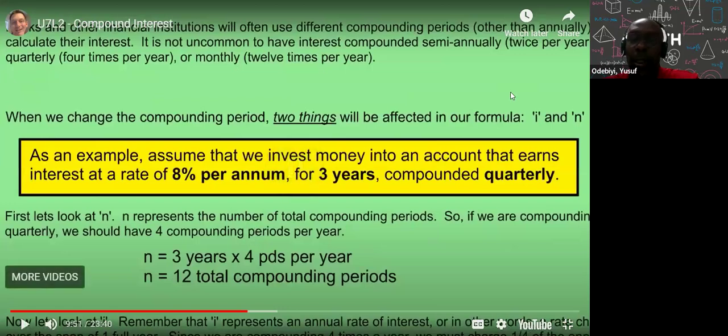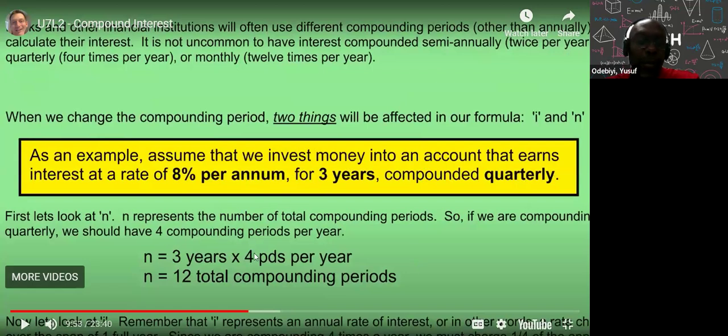Okay, as an example, assume that we invest money into an account that earns an interest rate of 8% per annum for 3 years, but it's compounded quarterly. The key is it's compounded quarterly. It's not compounded yearly, it's compounded quarterly.